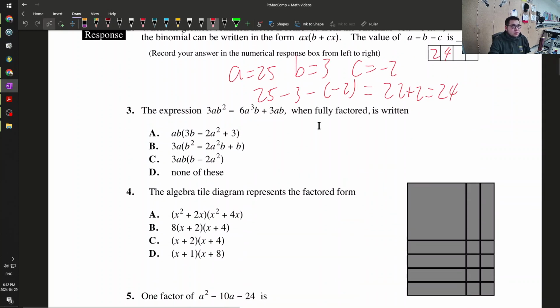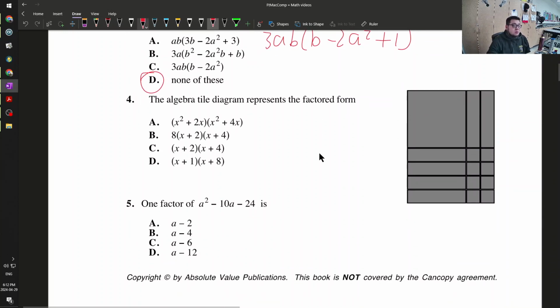3. The expression 3ab squared minus 6a cubed b plus 3ab when fully factored is written. 3, 6, 3. Common factor is 3. a cubed, a, common factor is a. b squared, b, common factor is b. Now what is left? We have b minus 2a squared plus 1. So plus 1, sorry. I'm pretty sure I factored this right, but now these are answers, so 3 must be D.